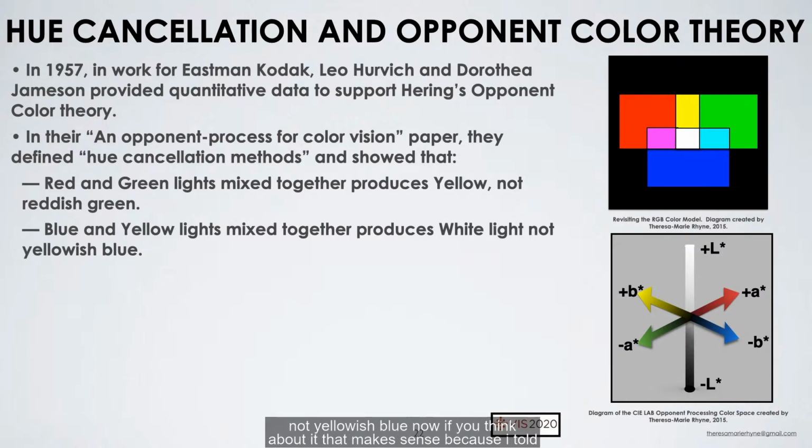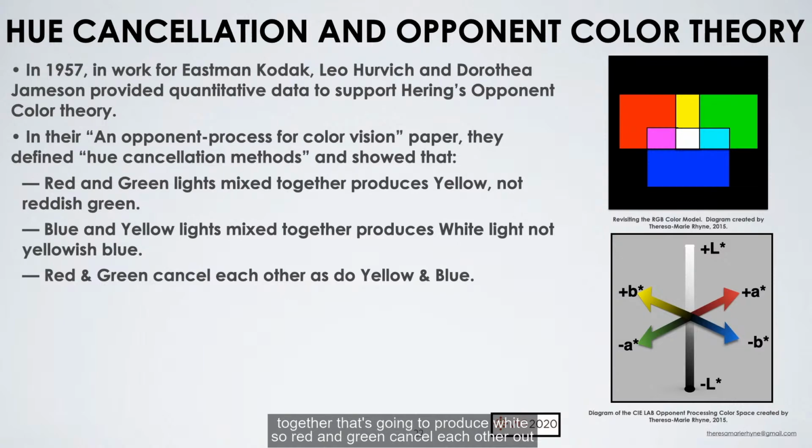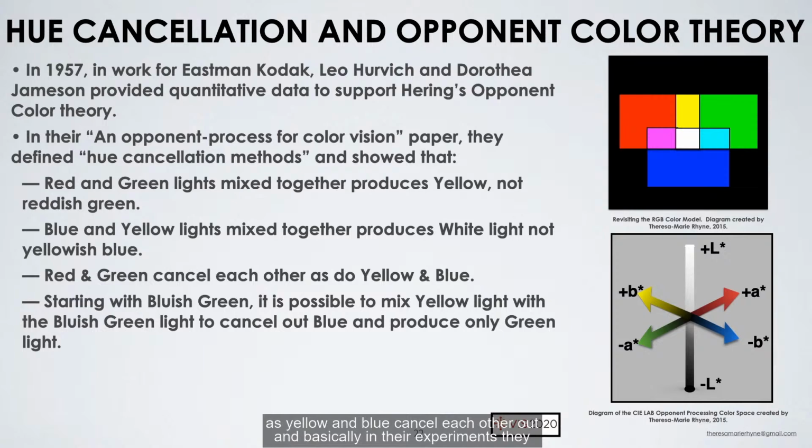Now, if you think about it, that makes sense, because I told you that in the RGB color model, when red, green, and blue come together, we're going to get white. So if red and green produce yellow, then yellow and blue, when they come together, are going to produce white. So red and green cancel each other out as yellow and blue cancel each other out.